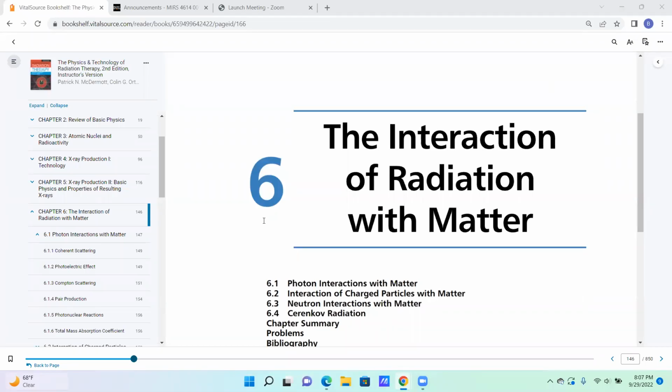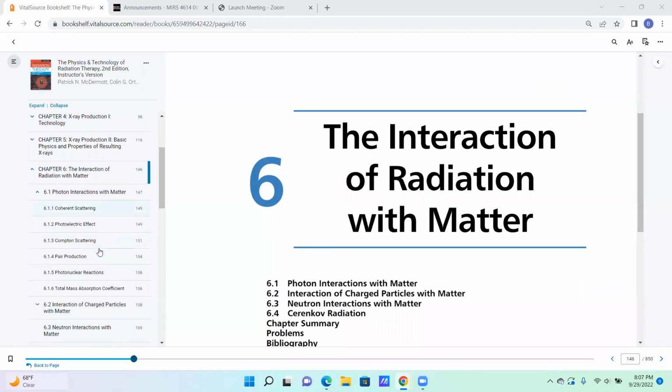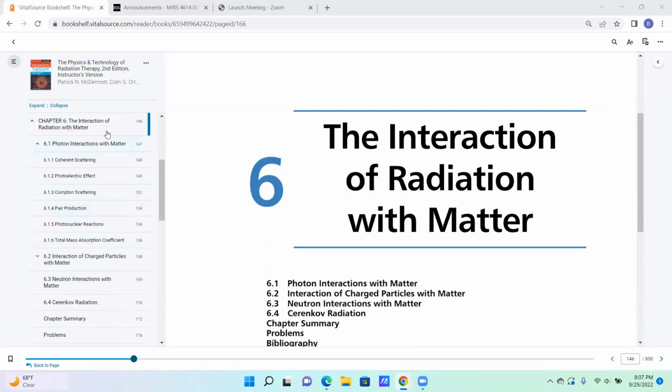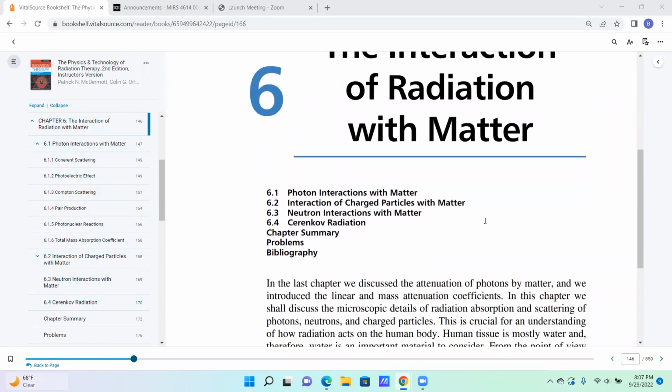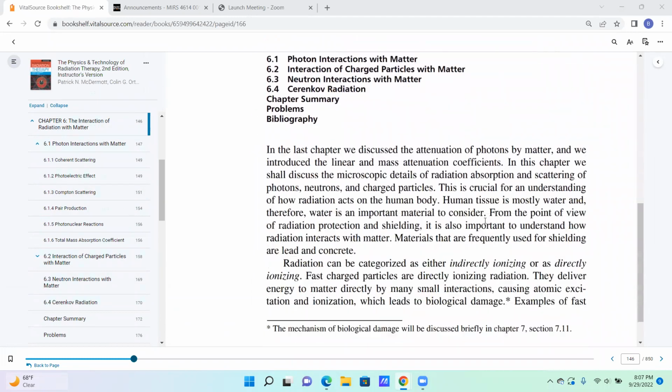This lecture is going to be over Chapter 6. We're going to be looking at all four sections of this particular chapter, and there's going to be a lot here at the beginning. So let's just go on in with section 6.1.